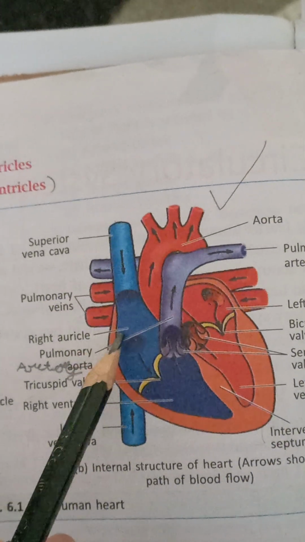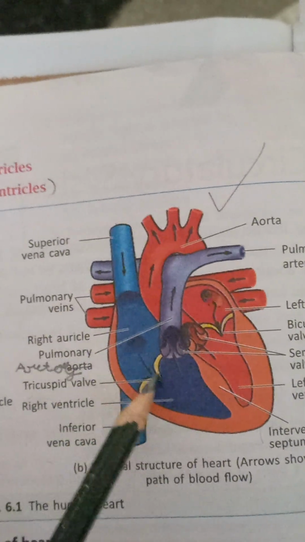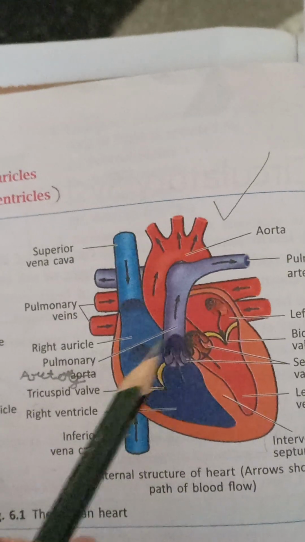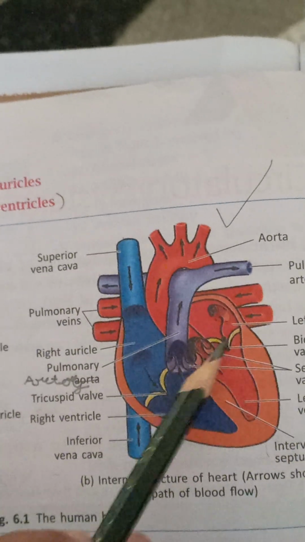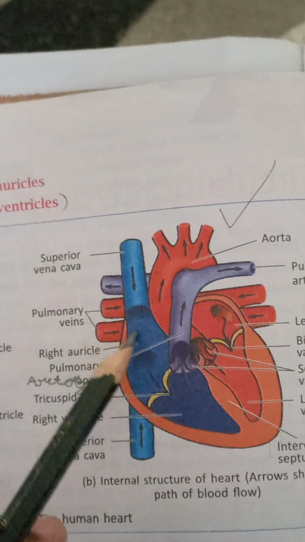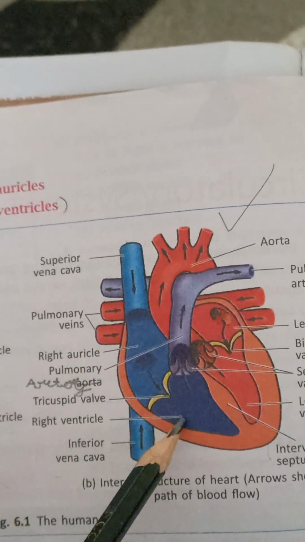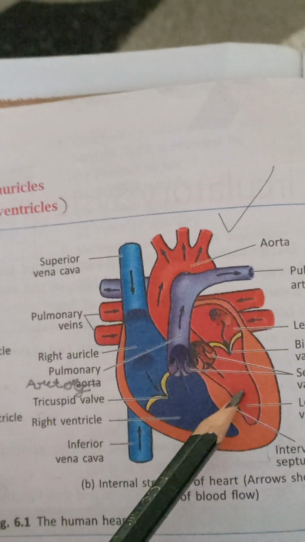But also one more thing you have to take note of: the right side is shown in blue color, that is, the blood flowing over here is blue in color, and the left side is red in color, just to distinguish that the right side of the heart has deoxygenated blood and the left side has oxygenated blood.